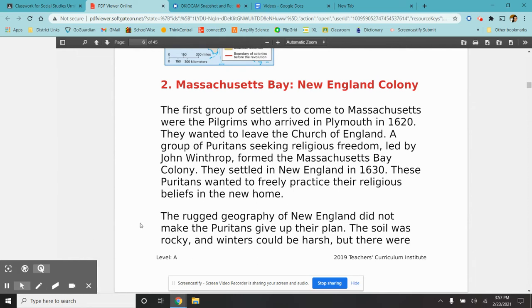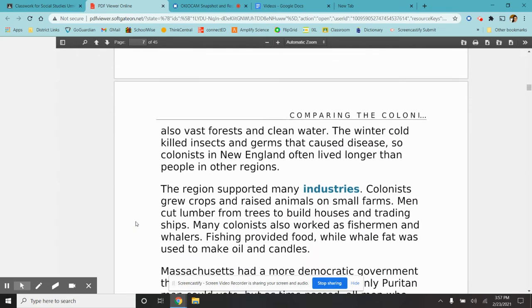The rugged geography of New England did not make the Puritans give up their plan. The soil was rocky and winters could be harsh, but there were also vast forests and clean water. The winter cold killed insects and germs that caused disease. So colonists in New England often lived longer than people in other regions. So the geography is rugged, had harsh winters, vast forests, but it had lots of fresh water.